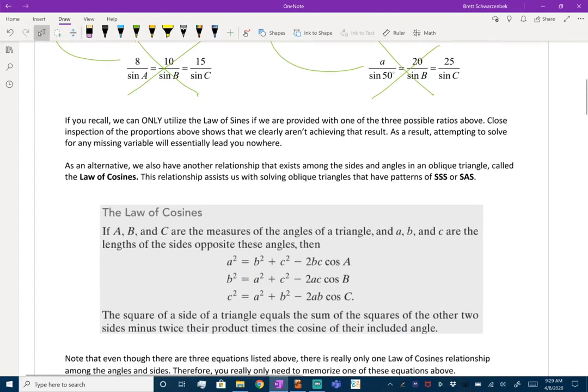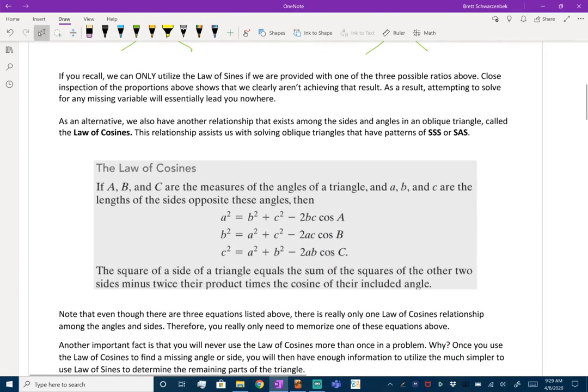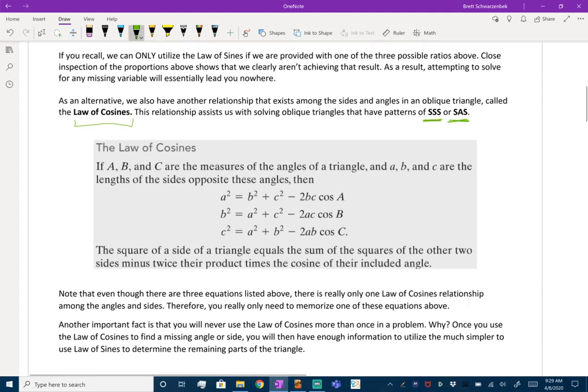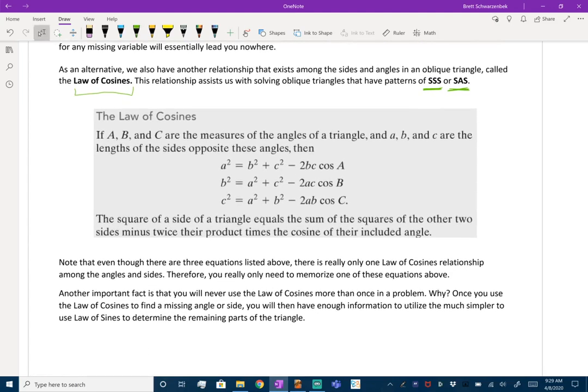Okay, so what's the alternative? Well, again, we have what's called the law of cosines. Now, the law of cosines is a little bit more complicated equation. We'll talk about it in a second, but the key is if you see any triangles with a pattern of side, side, side, or side, angle, side, you are able to use the law of cosines. So what do these formulas look like? Okay, yes, they are pretty crazy. For example, our first one is a squared equals b squared plus c squared minus 2bc cosine a.